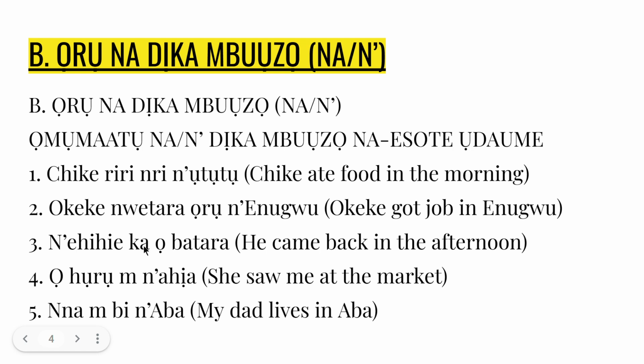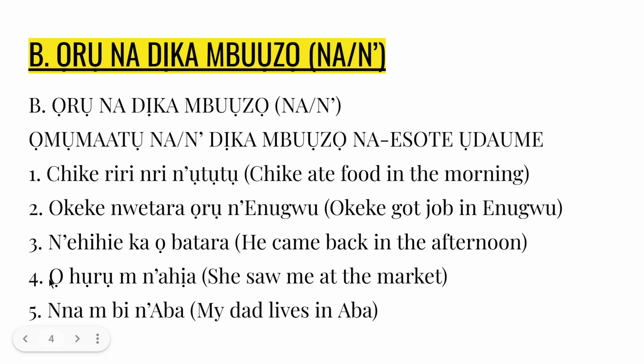Let's look at number 3. N'ehihie ka ọ batara. That is, he came back in the afternoon. When did he come back? He came back in the afternoon. N'ehihie. So once you say na, the word following that na is afternoon, ehihie, and ehihie starts with a vowel, or daume. We remove the a and replace it with an apostrophe.